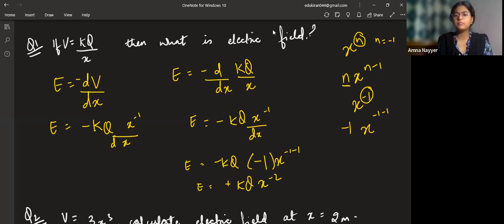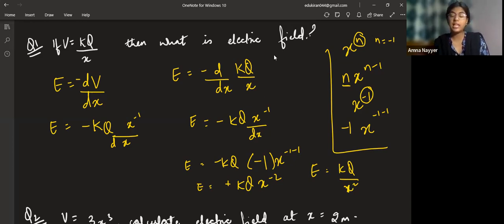We can shift x to the power minus 2 to the denominator, so that becomes kq divided by x squared. And that is the general formula of electric field for point charges, kq by r squared. Potential's value is kq by x; here x is given, just write it in terms of r. Kq by r is the formula for potential and kq by r squared is the formula for electric field. Using the same relation, you get back the exact value of the electric field which you have already studied.